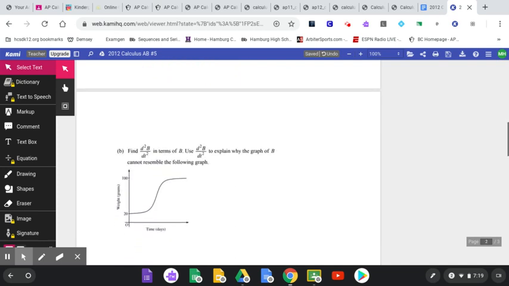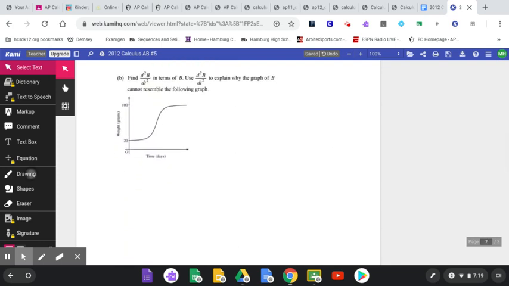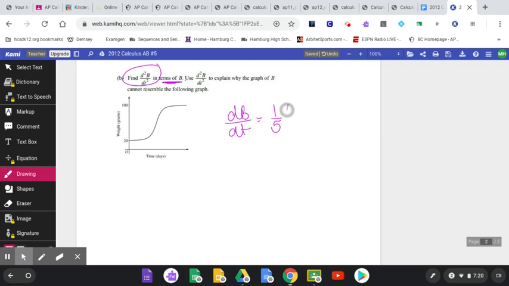All right, part B. So there's kind of a two-step question here. It says find the second derivative in terms of B. So let's stop there. The 'in terms of B' is reminding me that I can only use the letter B. So let's start with dB/dt, which again was 1/5 times 100 minus B. And I need the second derivative, so I'm going to take this and derive both sides with respect to time.